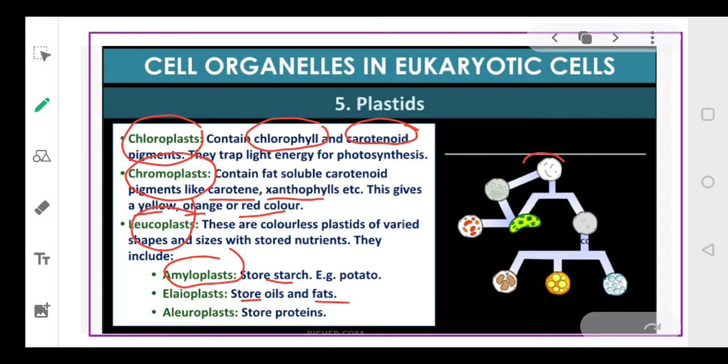So we can say that plastids can be divided into three types: chromoplast, chloroplast and leucoplast. Chromoplasts may be red, yellow or orange, while chloroplasts are green. Then the leucoplasts can be further classified into three types: amyloplasts, elaioplasts and aleuroplasts. So in a nutshell, the leucoplasts store starch, oils, fats and proteins.